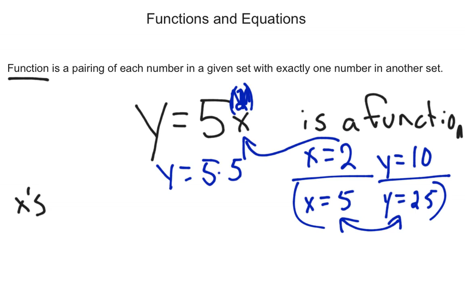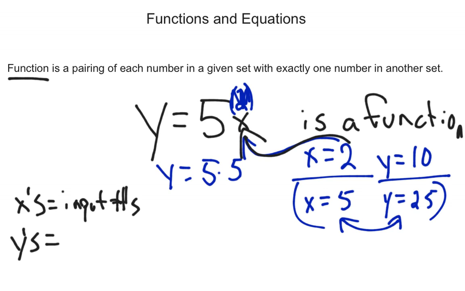A couple of terms that we're going to have to know here today. We have our x's. X's are called our input numbers. They're called input numbers because those are the numbers, as I showed with the 2, that are being plugged into the equation. They are going into the equation: input numbers. And if my x's are my input numbers, then my y's, the answers that I get out as a result, are what we call our output numbers. So we have our input numbers and our output numbers. X's are input numbers, y's are output numbers.